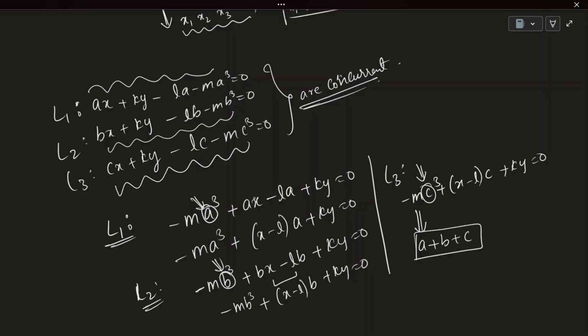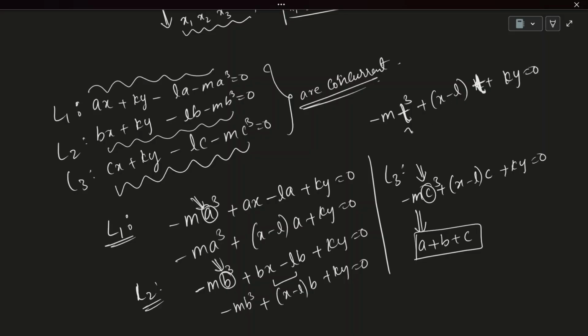Or otherwise you replace the equation with any other variable k, like minus m k cube plus x minus l times k. Sorry, you use any other variable like p. Minus m p cube, not p, I have to take another different variable. Let us take t: minus m t cube t plus k y equal to 0.